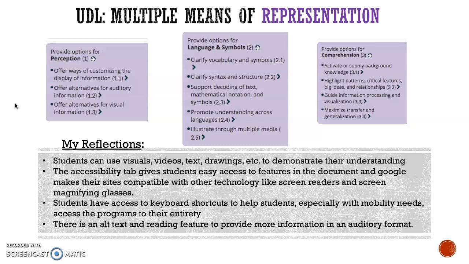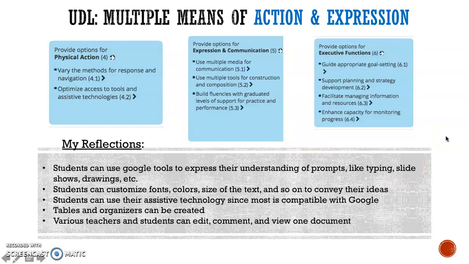As I was saying at the end of part 1, there is an alt text feature that will help describe visuals like videos and pictures. Currently this is something that I am not using in resources for my students, but moving forward I'll be working on incorporating that. And as far as multiple means of action and expression, students can use Google tools to express their understanding of prompts. They can type, they can use slideshows, they can draw, so they have a lot of options, and they can customize fonts, colors, size of text, and zoom in and zoom out as they need to, to make it visually what they need to support them.